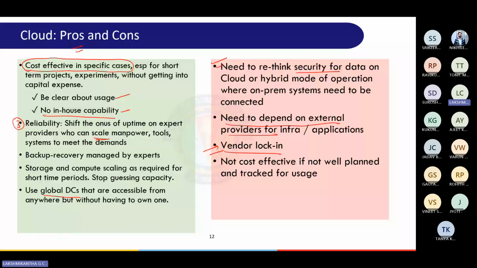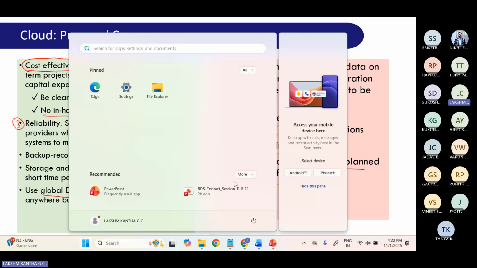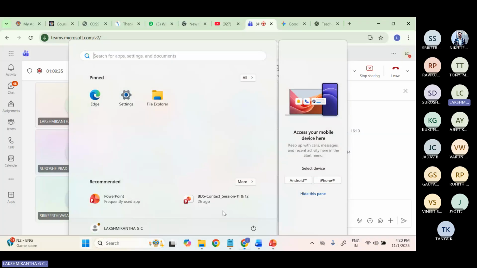And the last point is that it is not cost effective if not well planned and tracked for usage. While cost effective if used correctly, the cloud can become a massive money sink if not properly managed. You need to track usage and plan well to avoid unexpected huge bills from idle resources or excessive traffic. So it is a trade-off, guys. We need to be strategic. Now let's revisit our session plan and dive into architectural details. I think till here everything is clear. So pros and cons are crystal clear to everyone. Am I right, guys?